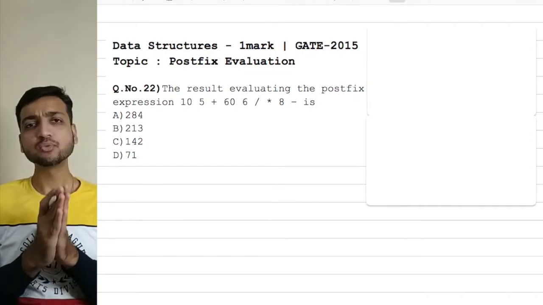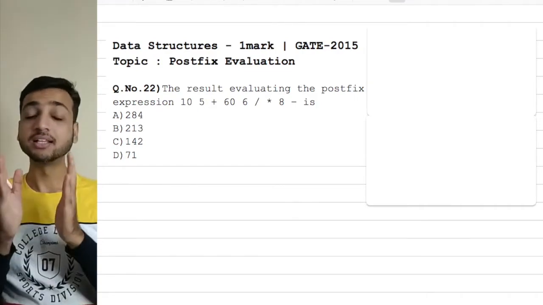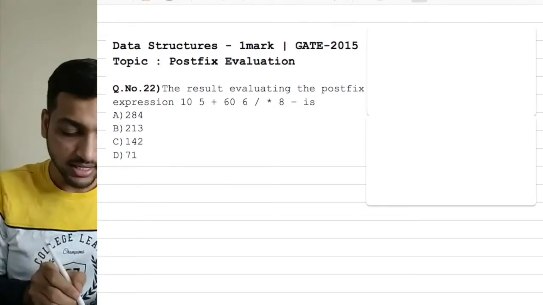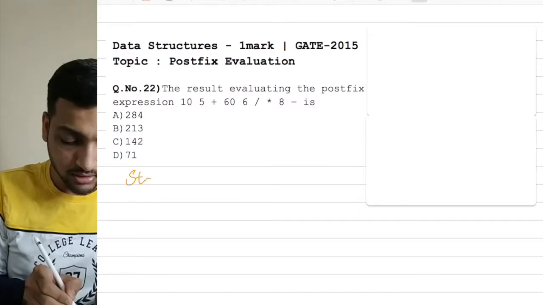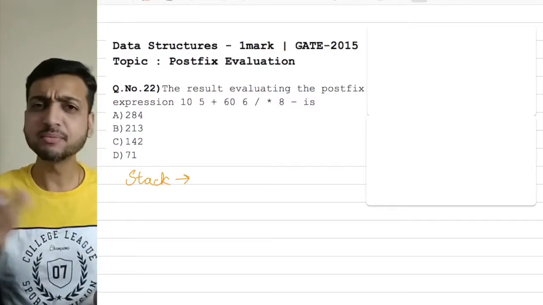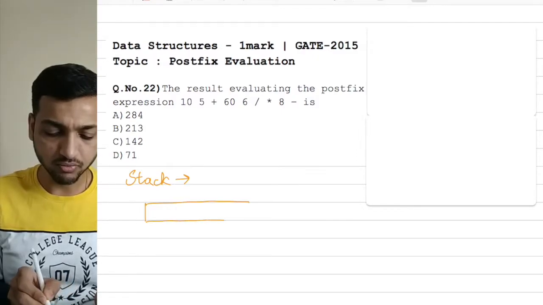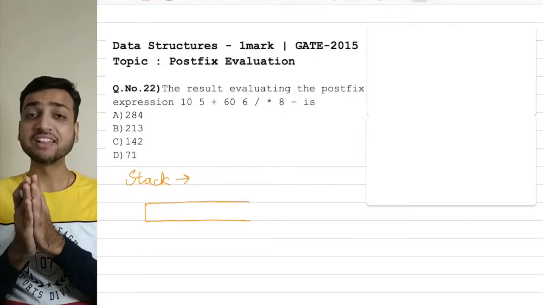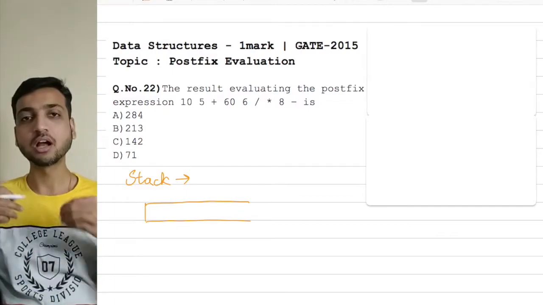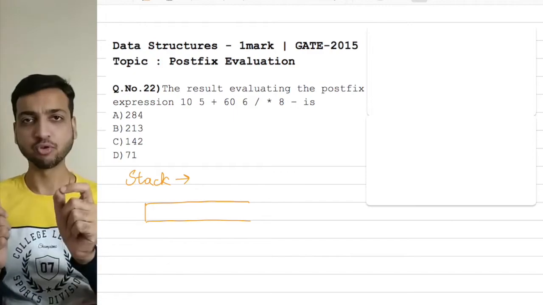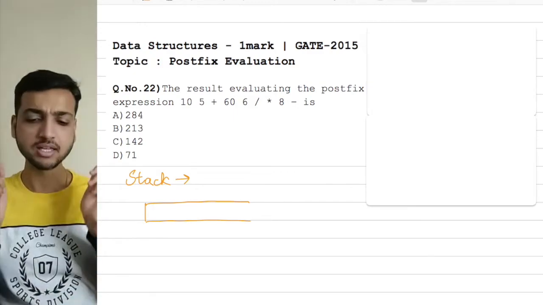Now, as we all know that to evaluate a postfix expression, the data structure that we use is a stack. So let me make a note of it. The data structure that we are going to use is a stack. So let me draw a stack right away. This is how the stack is going to work. Now, before we delve into the question and try to see how the given expression will be evaluated, let's quickly see what are the steps involved while solving a postfix expression.